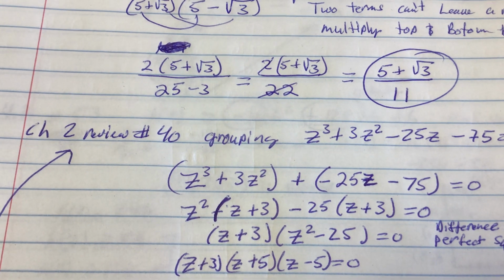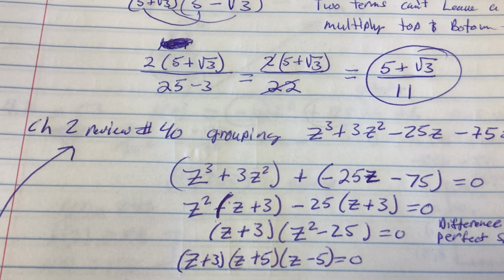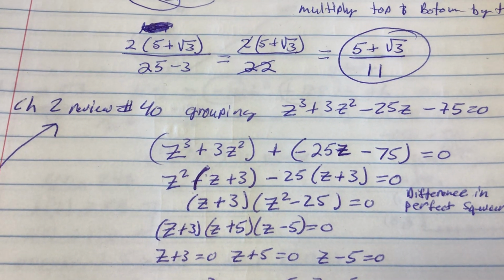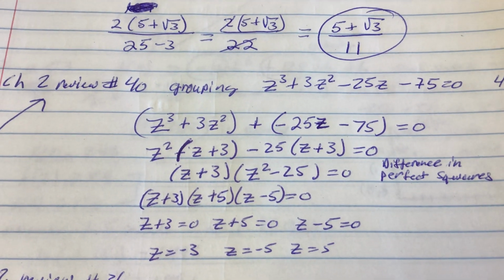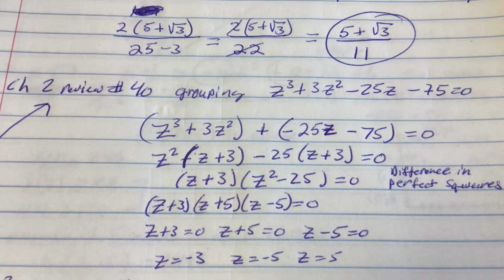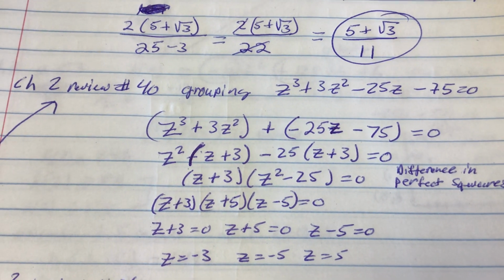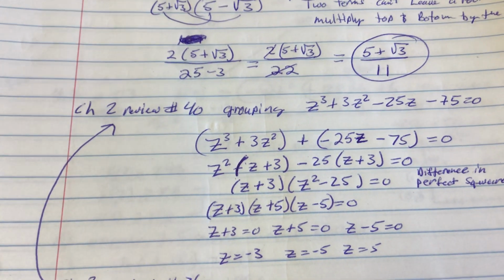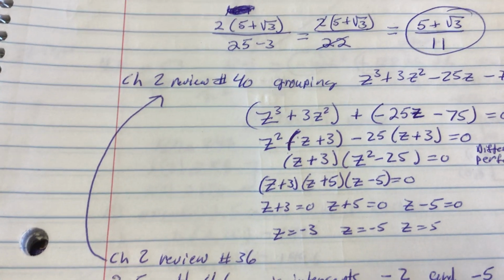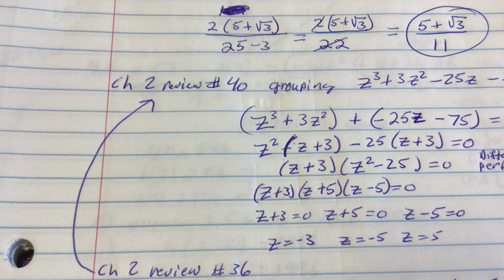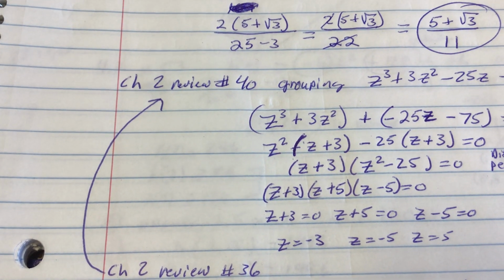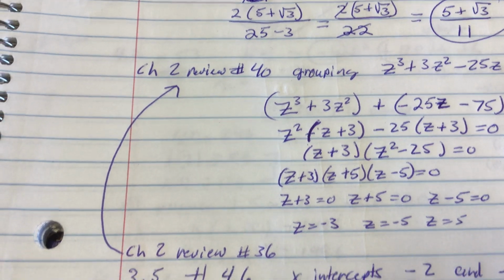Therefore, it can factor. Again, square root, opposite signs. So I have z plus 3, z plus 5, z minus 5, all equaling 0. Set each factor equal to 0, and then solve. You end up with z equals negative 3, z equals negative 5, and z equals 5. Remember, you can always go back and slow this down by pausing it if you need to. Number 36 on the review, somebody asked about, is exactly the same as number 40. It's just not set equal to 0, so you'll leave it as factors.